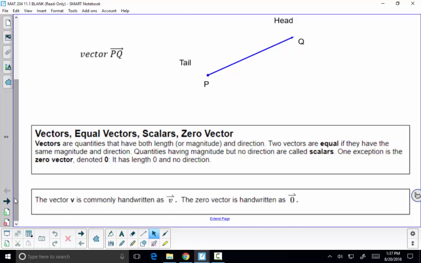Okay, the 0 vector is the only vector that has no magnitude. The 0 vector is just a point, right, because there's no magnitude to it. And we write it 0 with the little vector symbol above it. 0 vector.